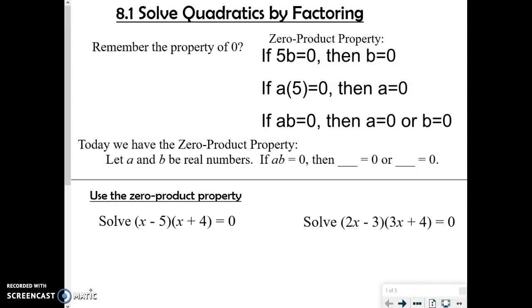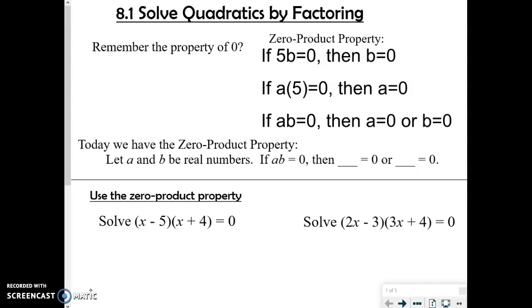Now, in order for us to do this, we have to understand the property of zero, specifically the zero product property. Here I have some examples. If b equals 0, then obviously b equals 0. If a times 5 equals 0, then a equals 0. And if a times b equals 0, then a equals 0 or b equals 0. In the first two statements, notice it had to be a and it had to be b because the other ones are constants that we know aren't 0 themselves, and anything times 0 is 0.